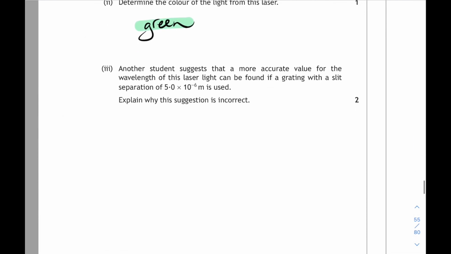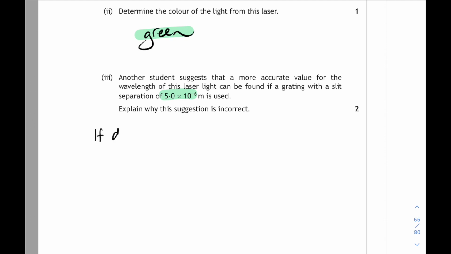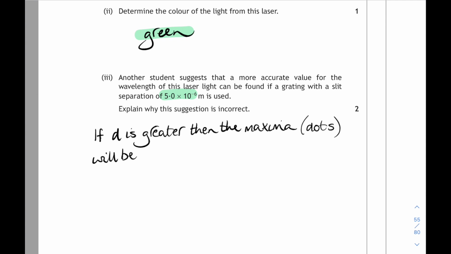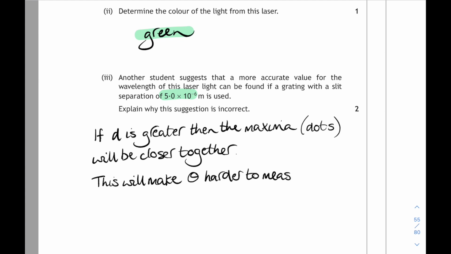Part 3, another student suggests that a more accurate value for the wavelength of this laser light can be found if a grating with a slit separation of 5 times 10 to the minus 6 metres is used. Well, that's a bigger slit separation than we used previously. We used 3.3 times 10 to the minus 6 earlier on in the question. So if d is greater, then your maxima, that's the dots in the interference pattern, will be closer together, and that will make theta harder to measure.